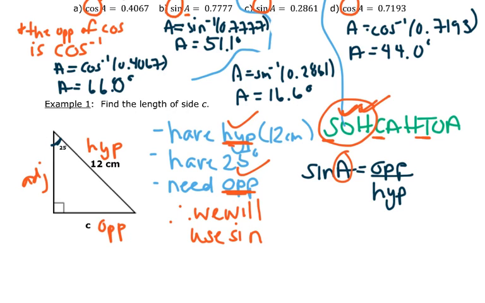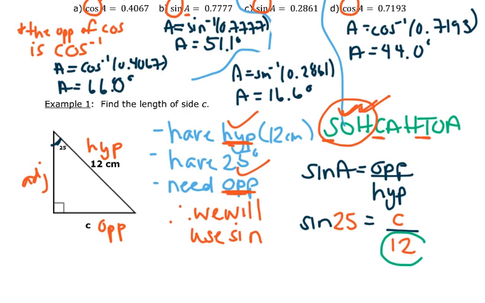We have the angle. So instead of A, I'm going to write sine of 25 degrees equals, we also have opposite. So instead of OPP, I'm going to write C over, and instead of hypotenuse, we've got 12. So I'm going to write over 12. So now the goal, remember, it's just a little bit of algebra, is we are going to solve for side C.